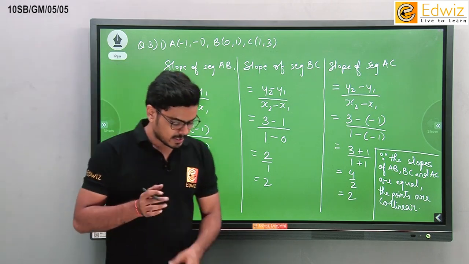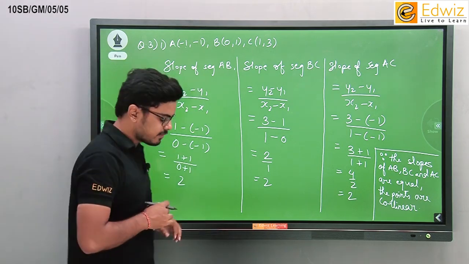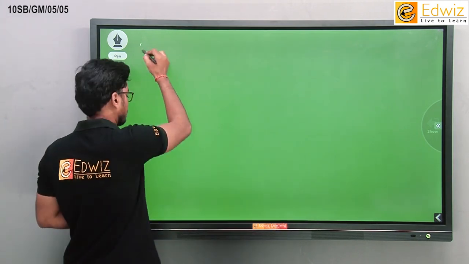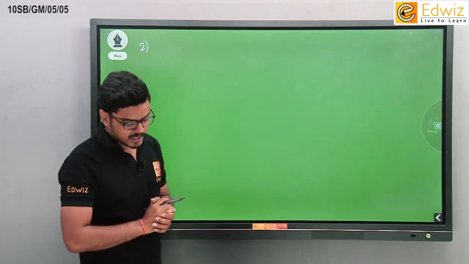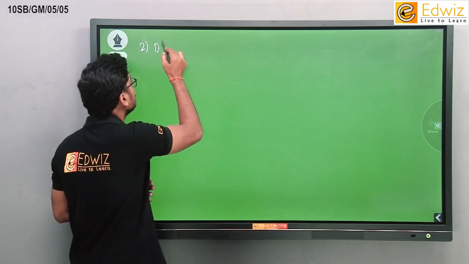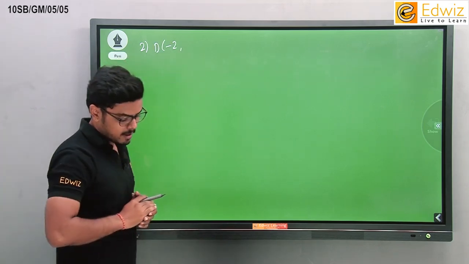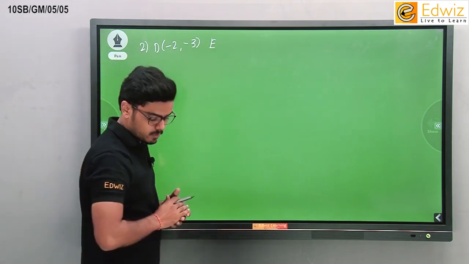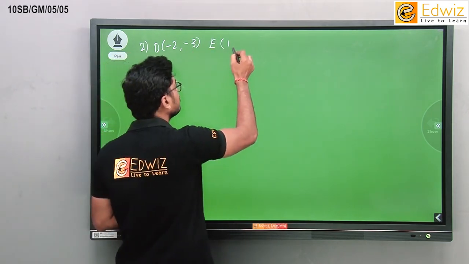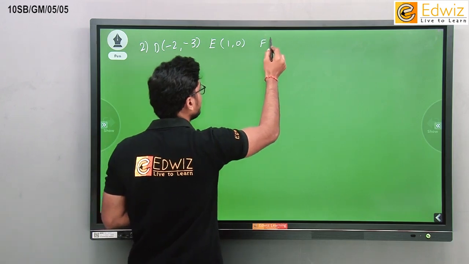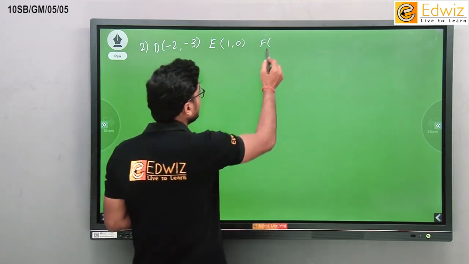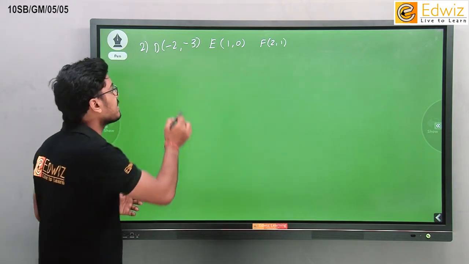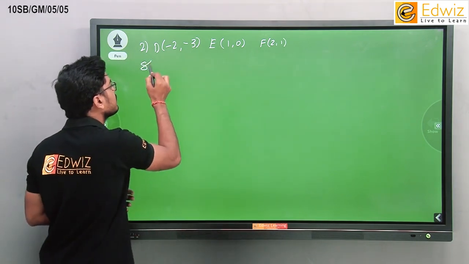Okay, let us go to the next question now. Question 3, second one. Second sub question, point D is given to you, (-2, -3). Point E is given to you, (1, 0), and point F is given to you, (2, 1). These are the 3 points given to you. First, let us check for segment DE.